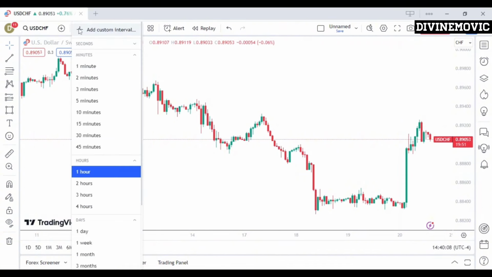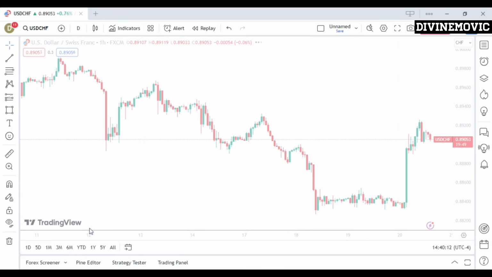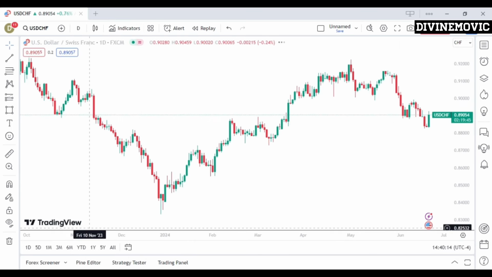Now, the first thing I want to do is to go to the daily time frame. This is basically how I analyze my trade every morning when I wake up. I want to understand what price is doing on the higher time frame. Is price going up or is price going down? And if price is going down, what should you do next? If price is going up, what should you do next?